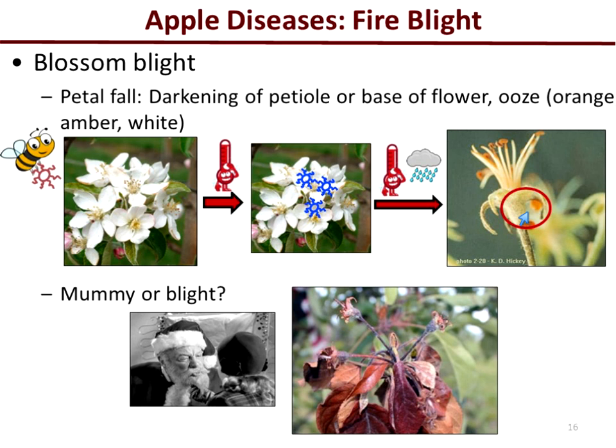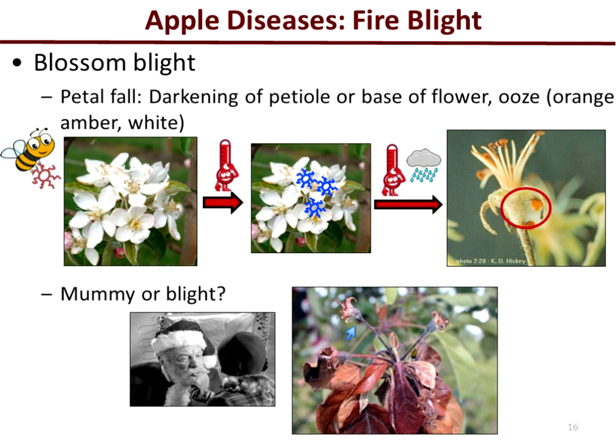Another sign of fire blight or blossom blight is if you look in the bottom right-hand corner right here, this is from an experiment, an inoculated experiment that we did back in New York. And you can see basically that all the petioles are black in there. This is a pretty severe infection.